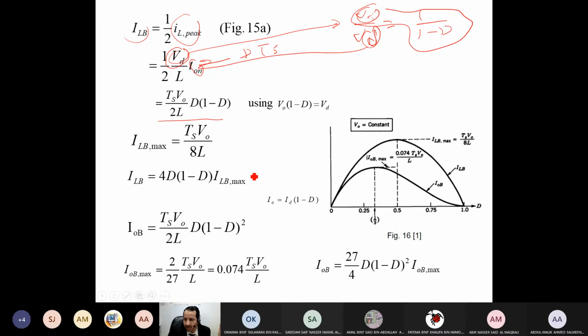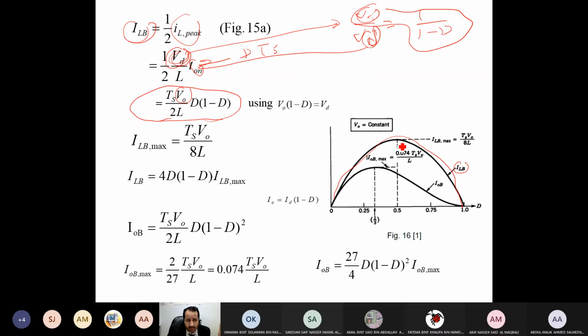So I got another form of the equation. Okay, this is in terms of VD. It is the same, but in terms of VO. Now I can sketch this formula. Let me sketch it for the IL boundary. I have this curve. You can see here this curve.